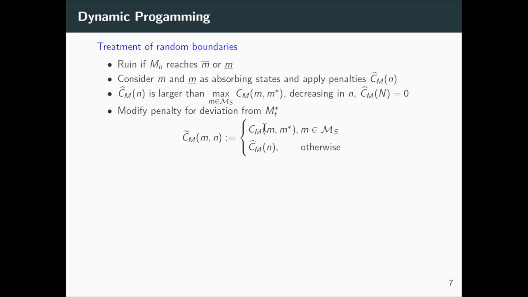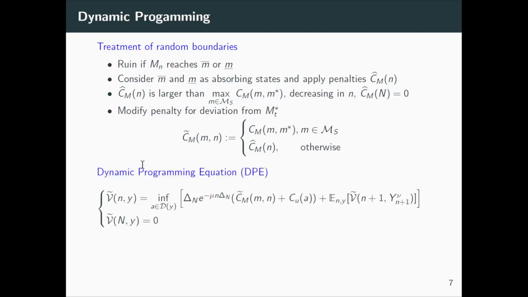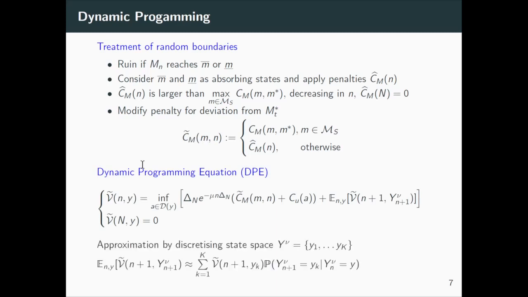If soil moisture reaches minimum or maximum level, we are ruined and it is considered as an absorbing state. Hence, we apply the penalty C hat M of n, which has the following properties. It is decreasing in n, 0 at the terminal time, and it is greater than the max of the deviation penalty. Therefore, we modify the deviation penalty and define C tilde M of M and N. By applying the method of dynamic programming, we obtain the following recursive equation with terminal value 0. Furthermore, by discretizing the state, the expectation of the recursive equation is approximated below.